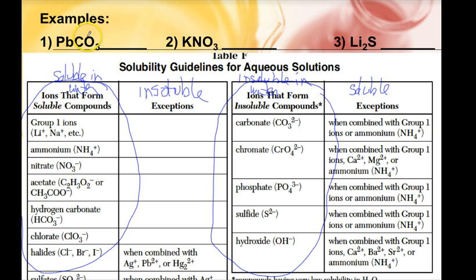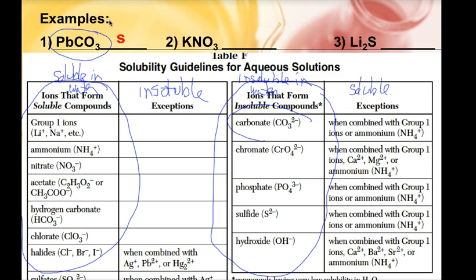So let's take a look. So we have lead and carbonate. Now let's see if we can find, oh, here's carbonate right here. Carbonates are insoluble. But let's see if lead is one of the exceptions. The only exceptions when you have carbonate is with a group 1 metal, the alkali metals, or ammonium. So that is not an exception. So that is insoluble. Okay, so that should be insoluble, not soluble. Getting ahead of myself. I'm sorry. It's insoluble, and that makes it a solid.